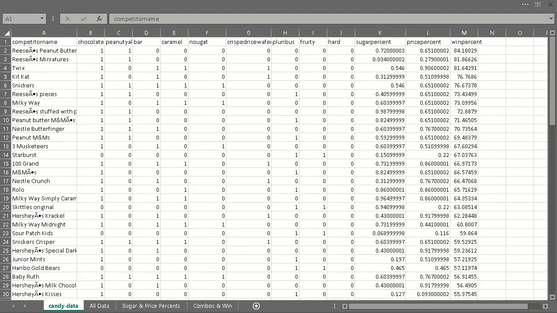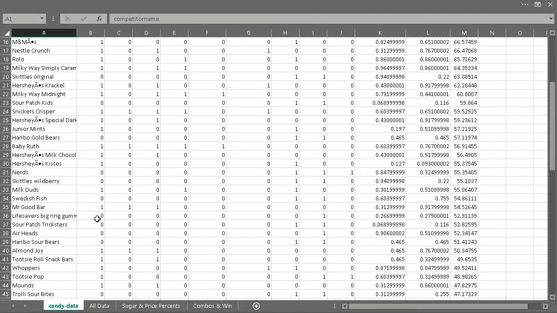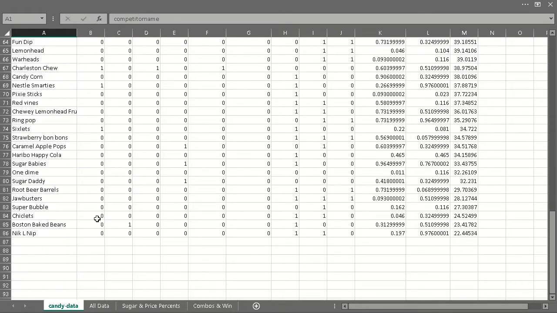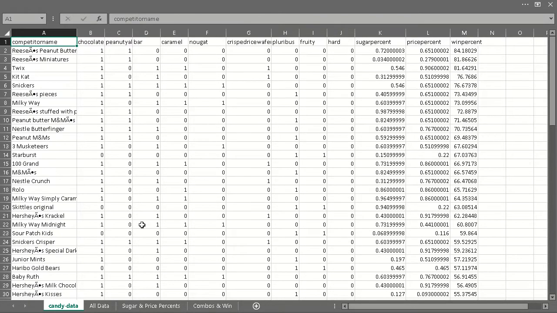Hello, my name is David Lake, and today I'm going to be analyzing a data set that involves numerous brands of candy. And you can see here on this data set that we have about 86 different brands of candy. And there's numerous categories and a few different variables.